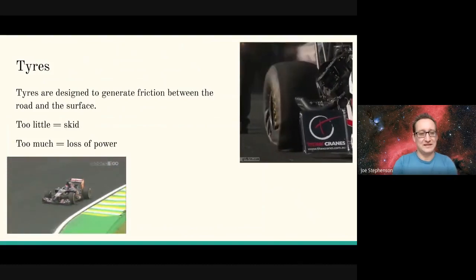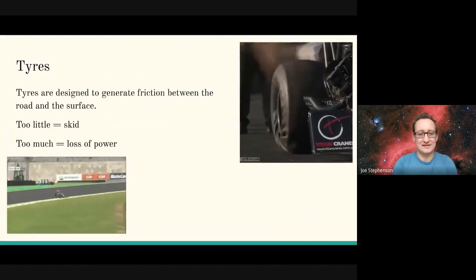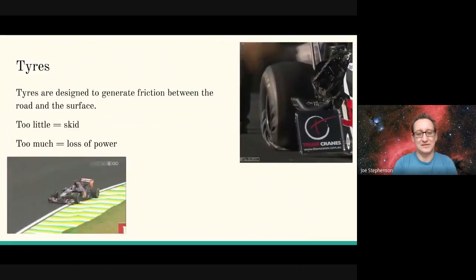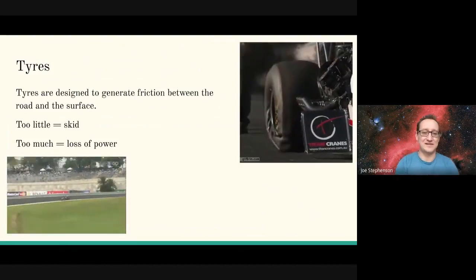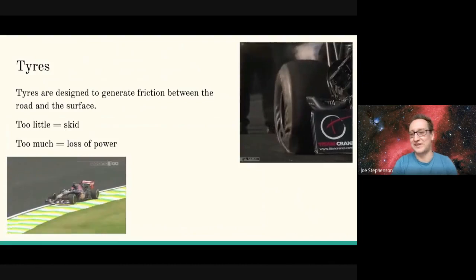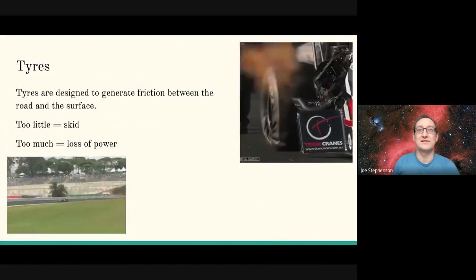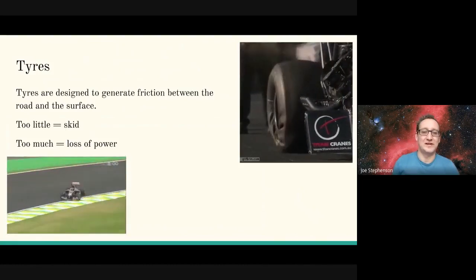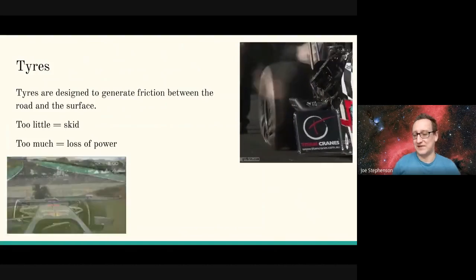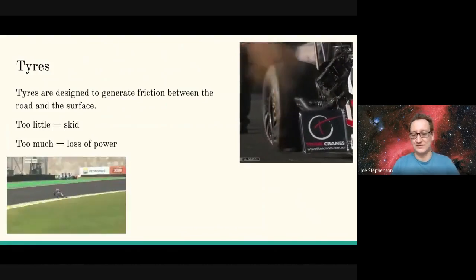So here's the example of a skid here. So too much, again, the car goes sideways, and if it carries on going sideways, it's going to end up in a crash barrier. And you certainly don't want that to happen on the roads around the streets that we're driving around. You might end up crashing into a pedestrian or into another car.